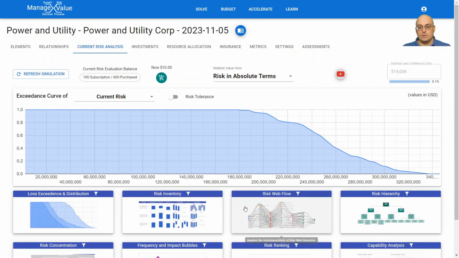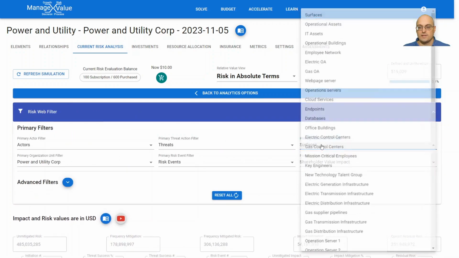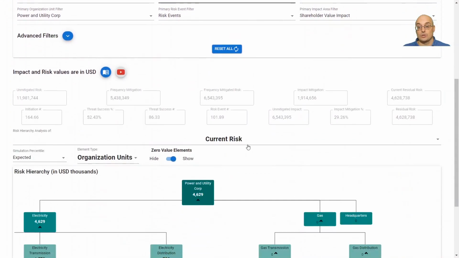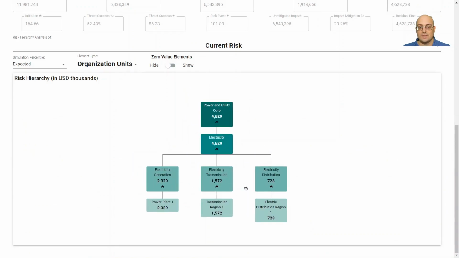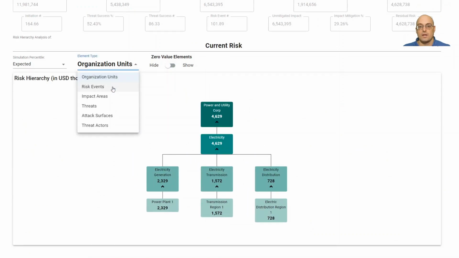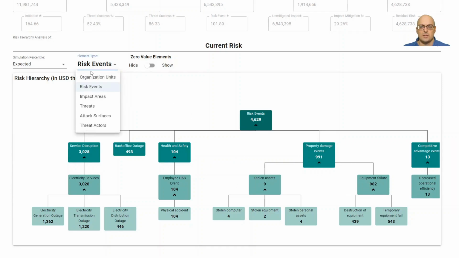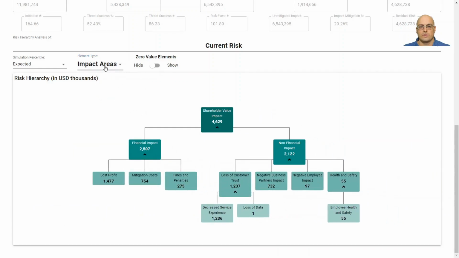Another example, if we want to analyze a completely different part of the business, we can get into the electric control centers. That is also a very specific asset. Obviously, it drives the electricity business for the organization. From a risk events perspective, there can be various distribution or reliability issues, health and safety issues, property damage, and so on. Impact areas are also applicable in terms of segmentations.